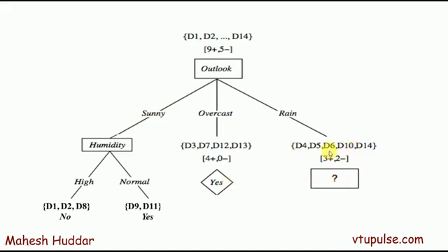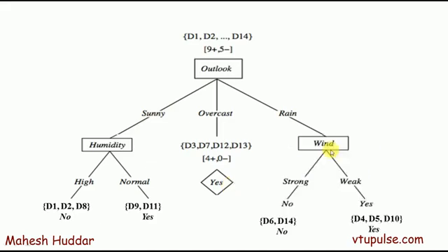For this one we need to consider wind as the root node here. Whenever it is strong, there are 2 examples, both of them are no. Whenever wind is weak, there are 3 examples, all 3 are yes here, so we will write yes directly. So there is no need to do any further calculation or draw the decision tree. So this is the procedure we need to follow while drawing the decision tree using the ID3 algorithm in this case.